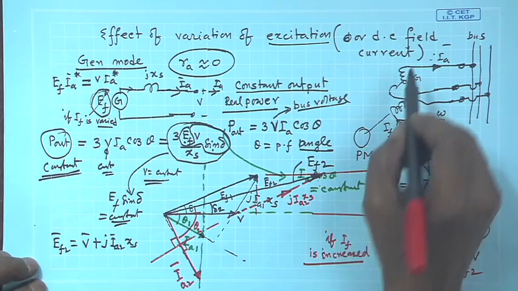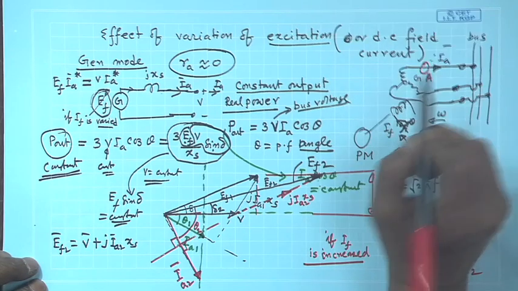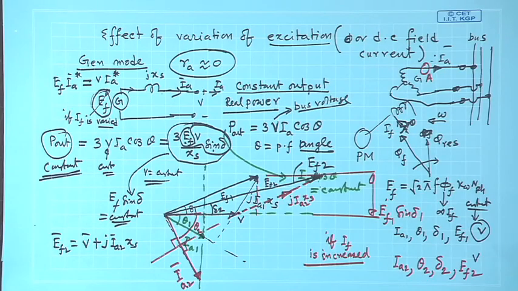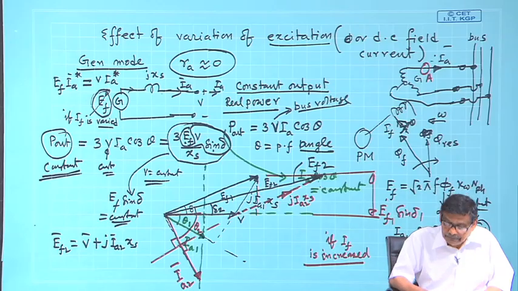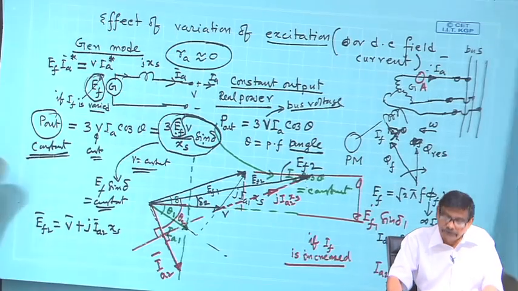Therefore, what you will see is this: if you have connected an ammeter here, as you increase the excitation, armature current will rise, it will become more. Understood? Okay.